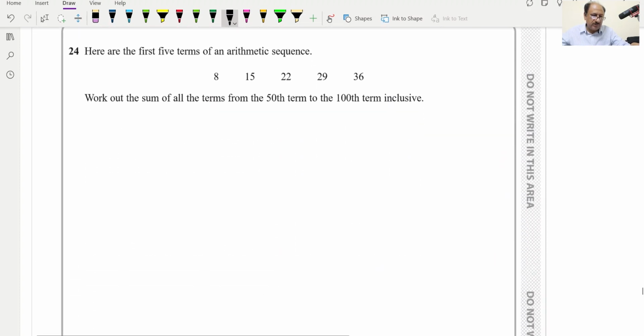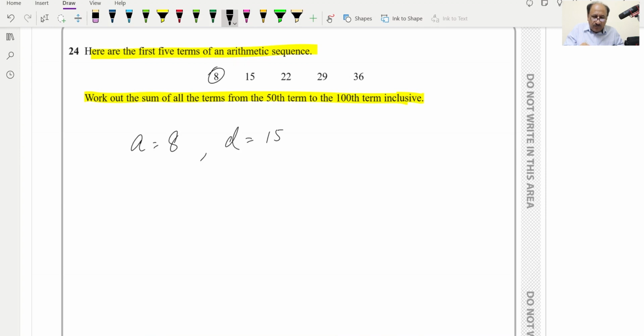Hopefully you understood this. Question number 24. Question 24 says here are the first 5 terms of an arithmetic sequence. Work out the sum of all the terms from the 50th term to the 100th term inclusive. So basically it is an arithmetic sequence. The a value is the first term, which is 8. This is the a value, and d is the difference, the second term minus the first term. So 15 minus 8 will be equal to 7. So the d value will be 7.